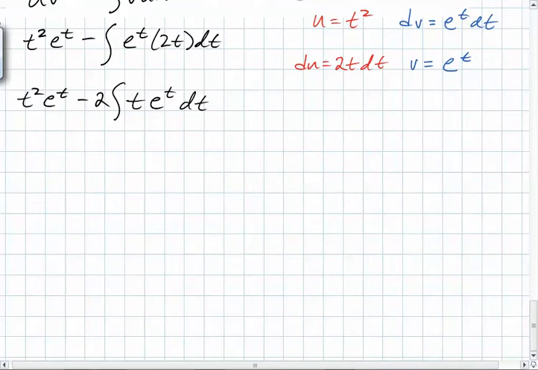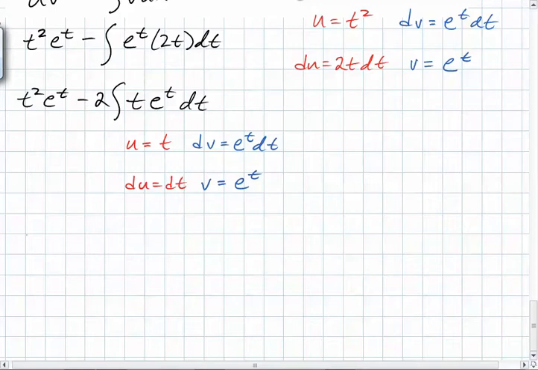Very, very good. So what's u going to be this time? T. Okay. So what's dv going to be? E to the t dt. That's a nice one to have. So v is equal to e to the t. And du is going to be equal to dt. Right. So now we do it again.